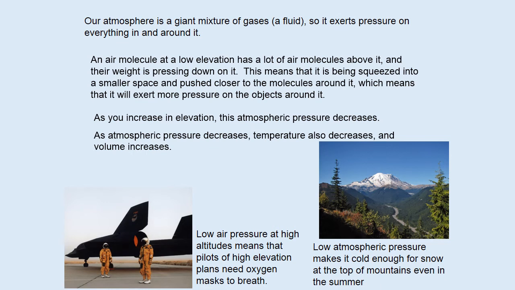Our atmosphere is a giant mixture of gases, a fluid, so it exerts pressure on everything in and around it. An air molecule at a low elevation has a lot of air molecules above it, and their weight is pressing down on it. This means that it is being squeezed into a smaller space and pushed closer to the molecules around it, which then means that it will exert more pressure on the objects around it than the molecules at higher elevations not under so much pressure. This kind of pressure exerted by the air on objects is called atmospheric pressure.